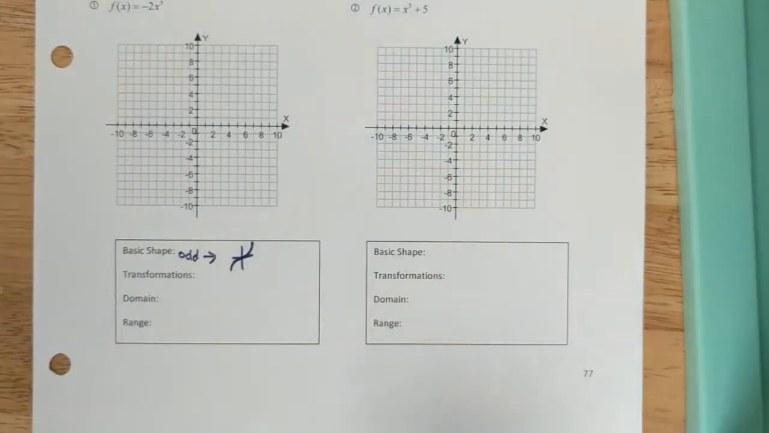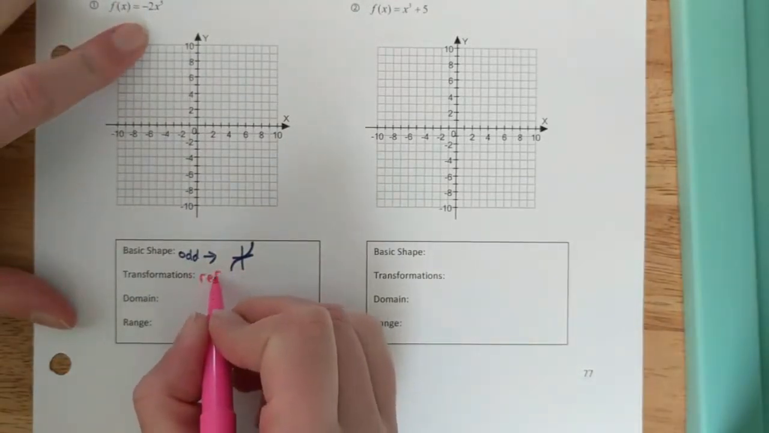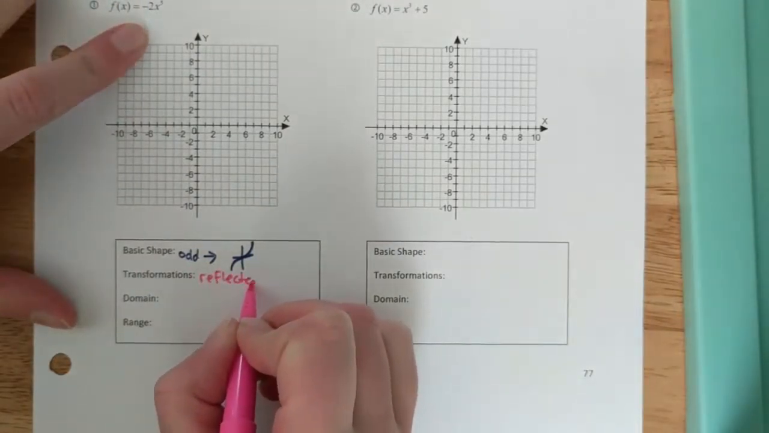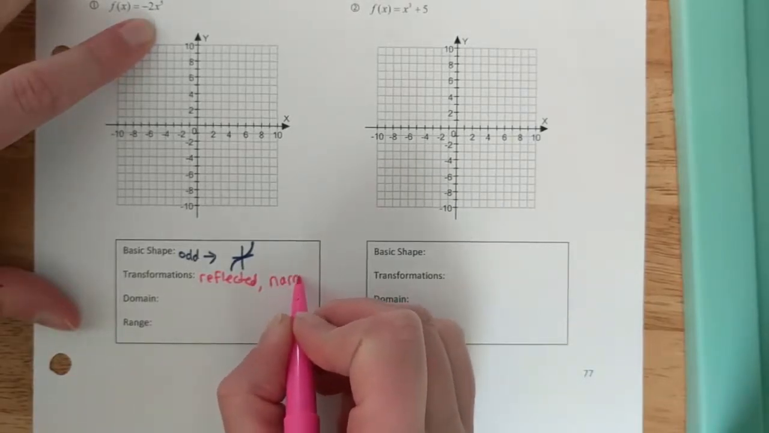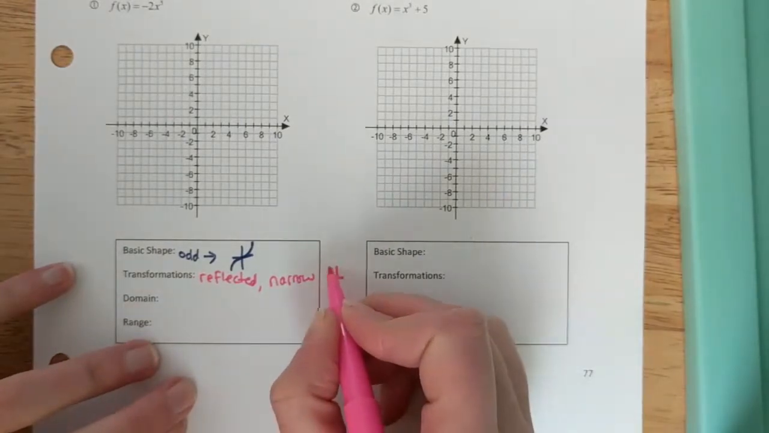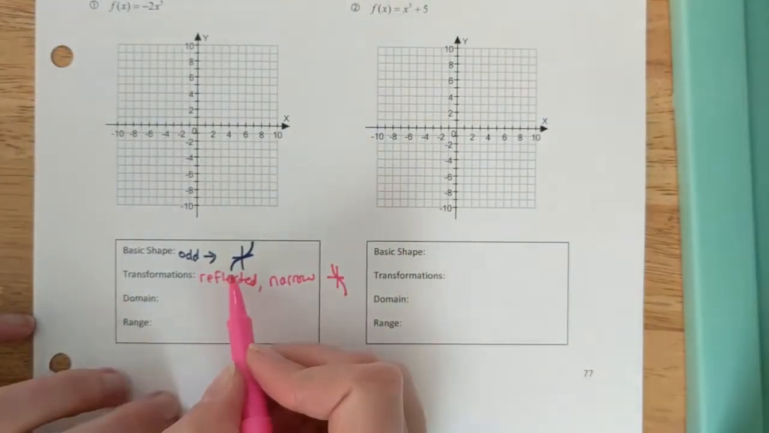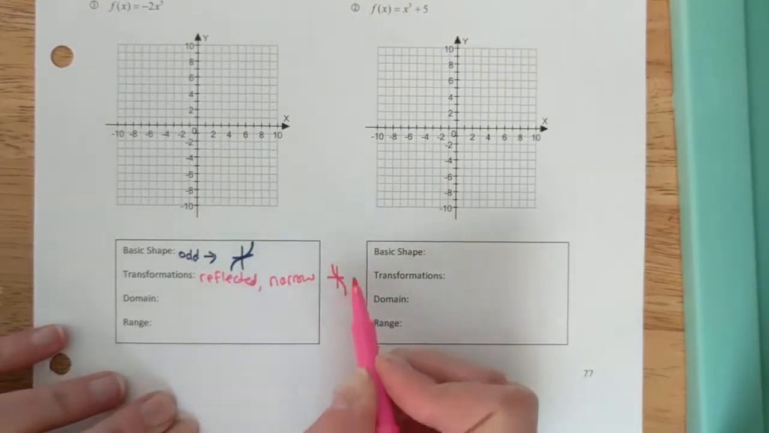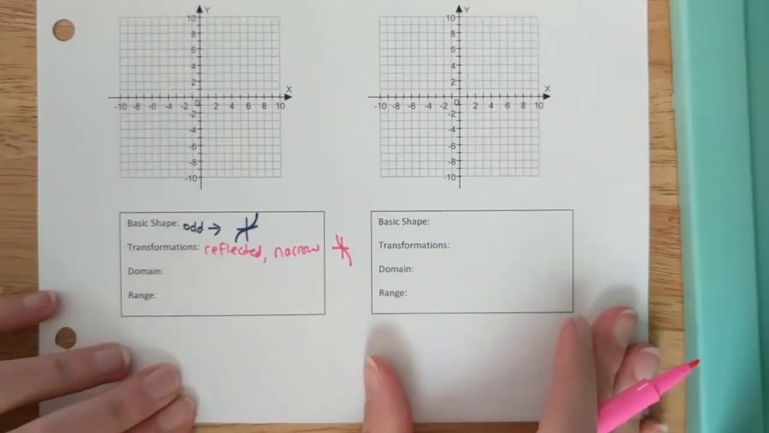But I do have two transformations. The transformations are from the negative, which is reflected, and from the 2, which is going to be narrow. So now what I'm expecting is that the shape is going to look more like this. It's been reflected across the x-axis. This tail that was down is now up, and vice versa. Okay, and I've also made it a little narrower as I drew it.